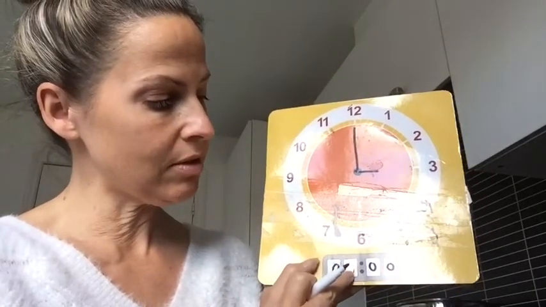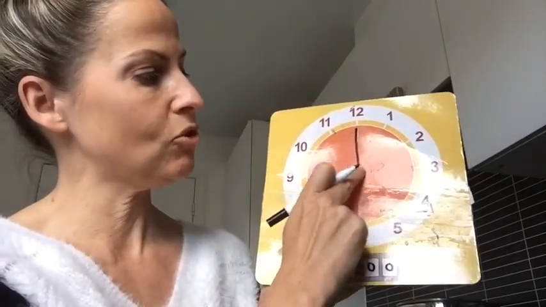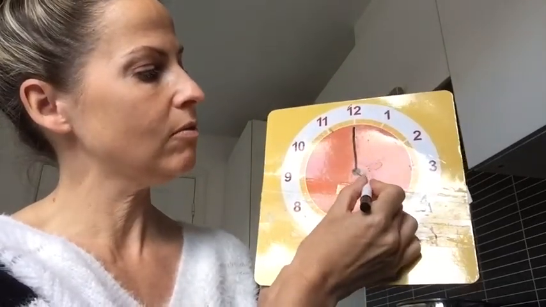And on digital, 03.00. So if it was 4 o'clock, boys and girls, all we have to do is make this a 4. But then we have to make sure our analogue clock's 4 o'clock too, don't we?